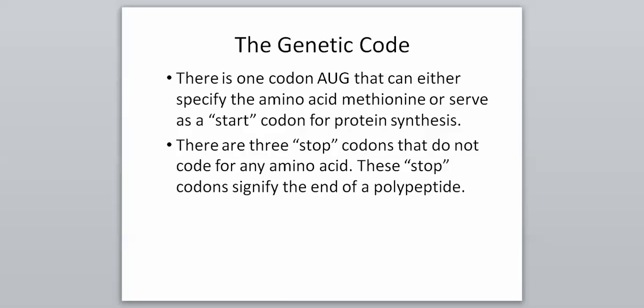To finish off this video, there is only one codon, AUG, that can either specify the amino acid methionine or serve as a start codon for protein synthesis. It can serve one or two functions, the main one being that it will tell us, go ahead and start making these proteins. Then there are 3 stop codons that do not code for any other amino acid, and these stop codons signify the end of a polypeptide. And again, remember, polypeptide is a fancy word for a protein. Remember that for the quiz, it will be on there: polypeptide is another word for protein.